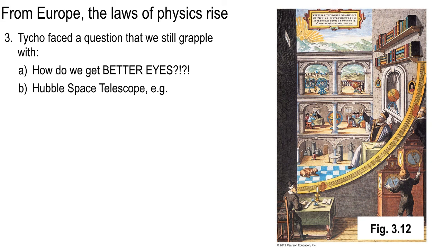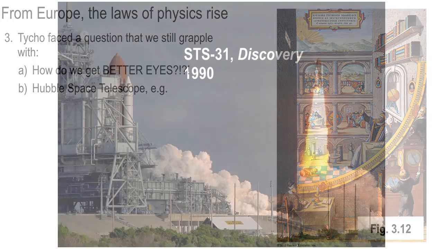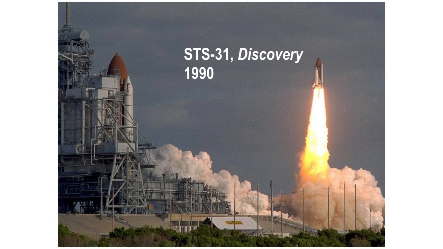So here's a famous picture of one of the shuttles going up, I guess to repair the Hubble Space Telescope in 1990. Or maybe this is the launch of the Hubble Space Telescope. Powerful telescope, one of the best. A beautiful machine, very reliable.